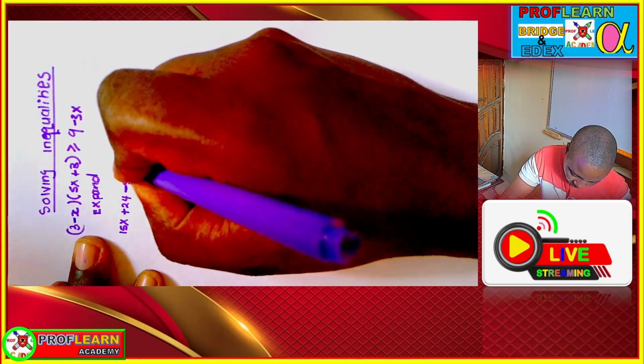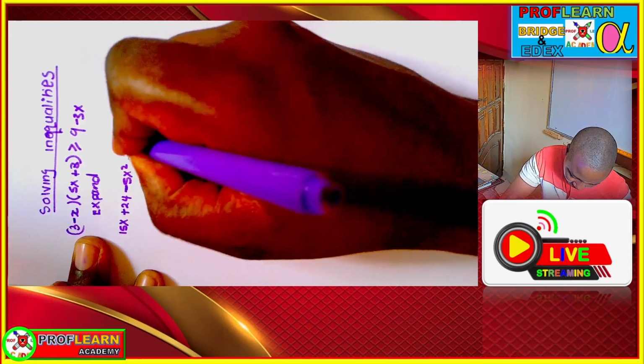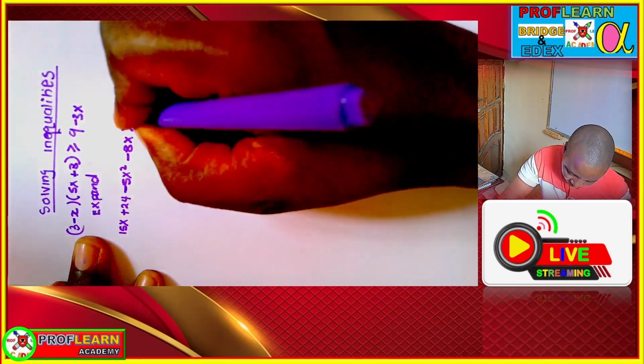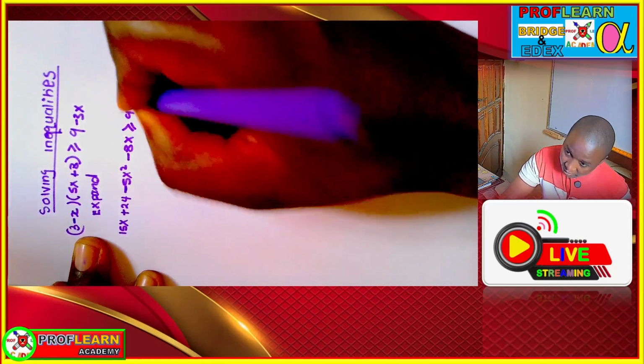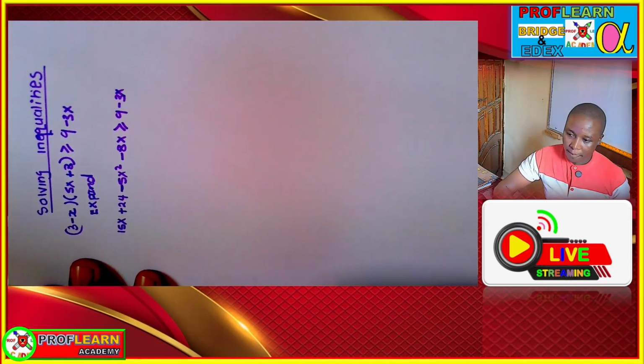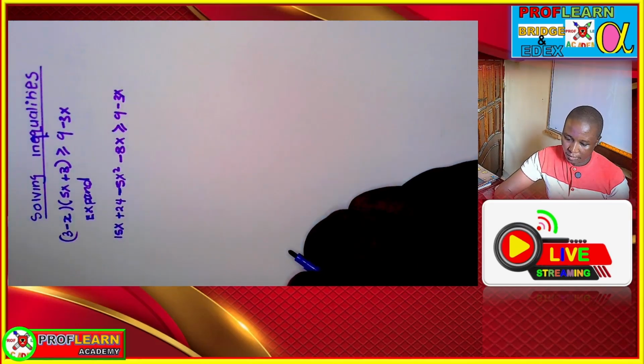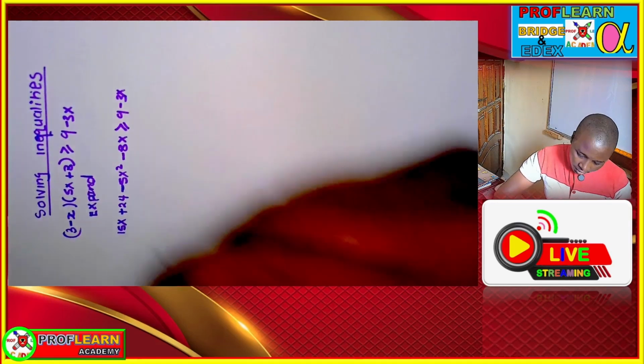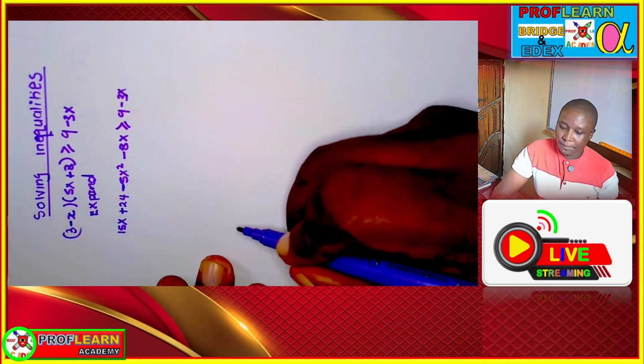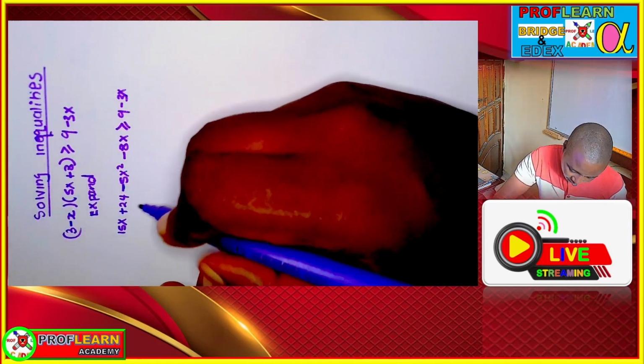-x times 8 is going to give us -8x. Then that is greater than or equals to 9 minus 3x. So basically that's what we are going to have at that point. So once we have identified that, we are going to put the like terms together.